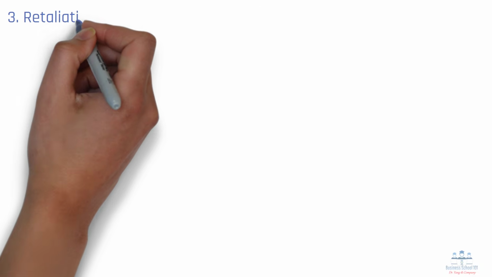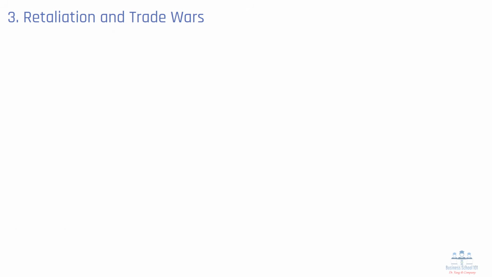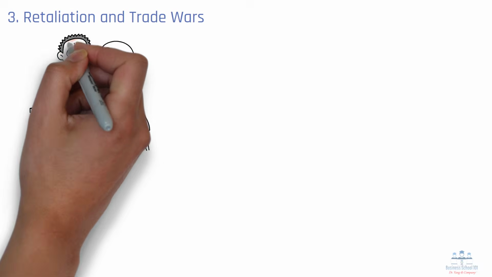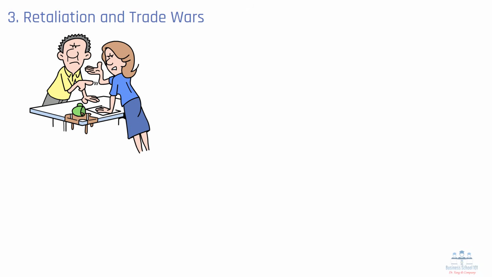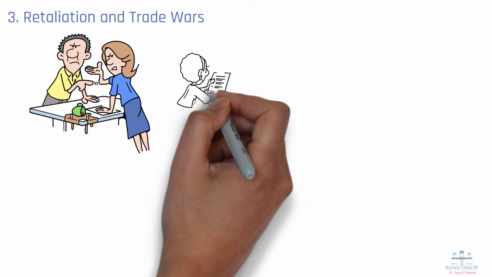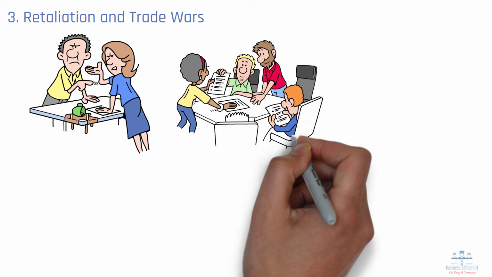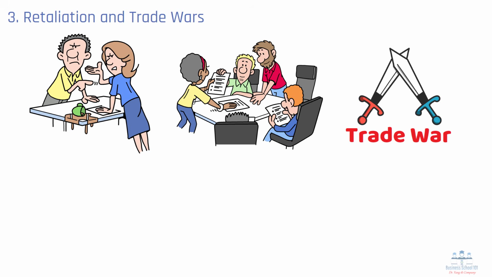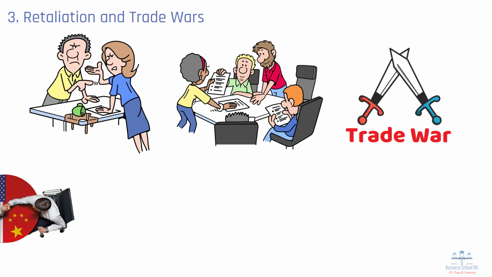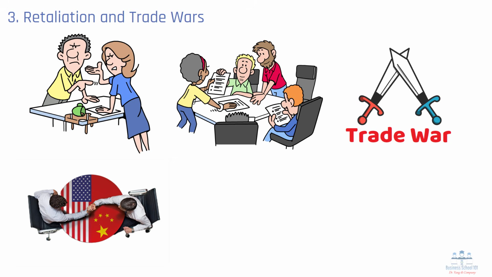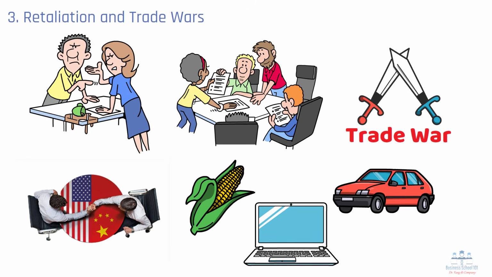Number 3. Retaliation and trade wars. Tariffs can also be used as a retaliatory tool in trade disputes. When one country imposes tariffs, the affected country may respond with tariffs of its own, leading to what is called a trade war. For example, in 2018, the US and China engaged in a trade war, where both countries imposed tariffs on each other's goods, impacting industries like agriculture, electronics, and automobiles.